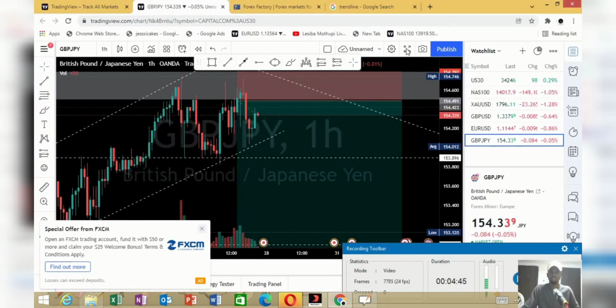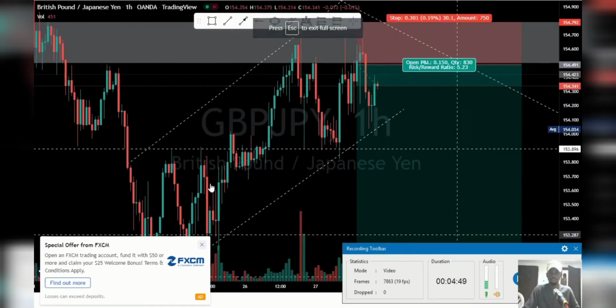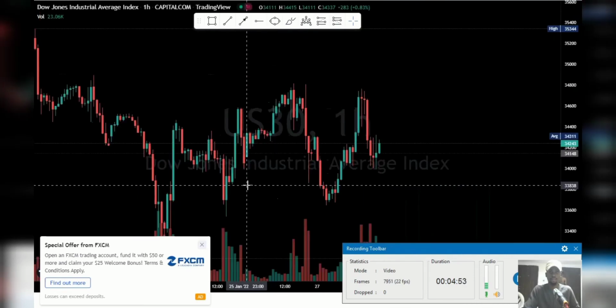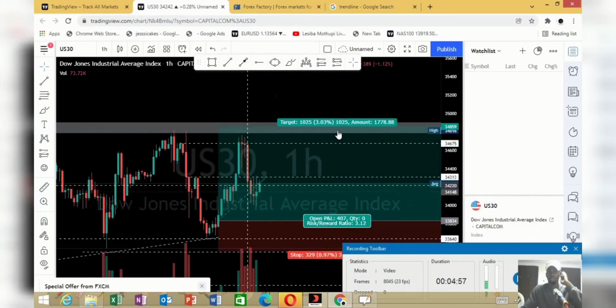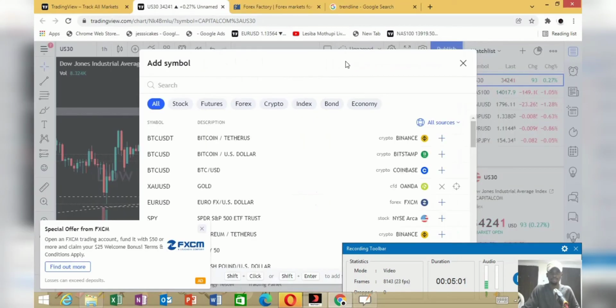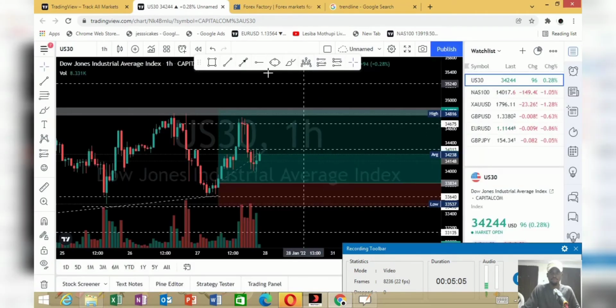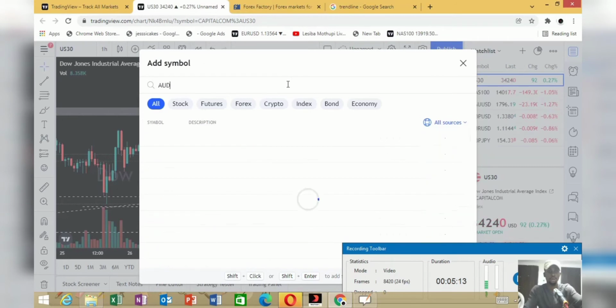Okay, I'm currently on GJ, so let me switch to other pairs. Hold on, please. These are my own pairs, so I don't want to touch them at all. So let's check AUD USD, Aussie dollar.